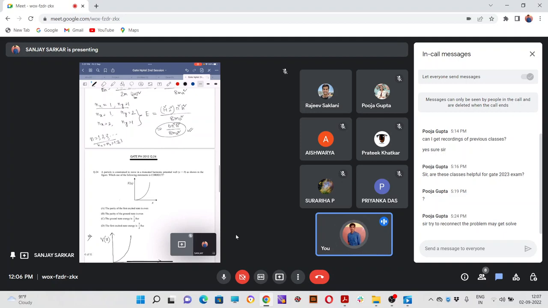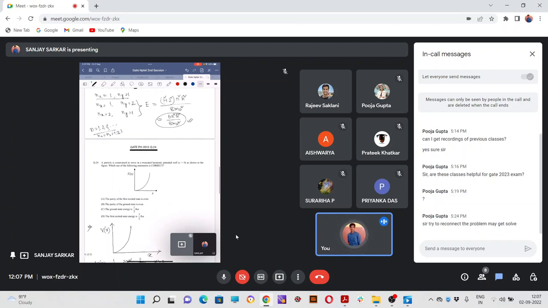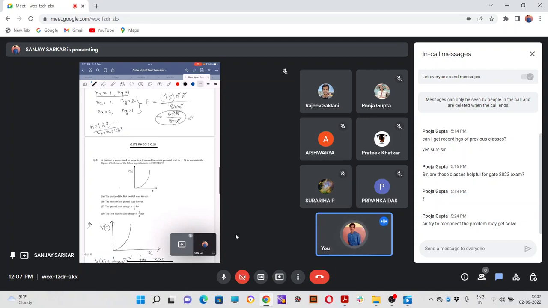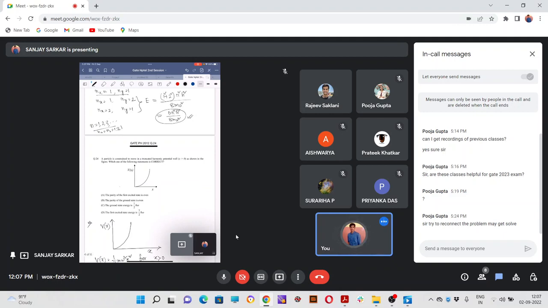The options are: option A, the parity of the first excited state is even. Option B, the parity of the ground state is even. Option C, the ground state energy is half h bar omega. Option D, the first excited state energy is 7 by 2 h bar omega. Only one option is correct. So let's solve this question.